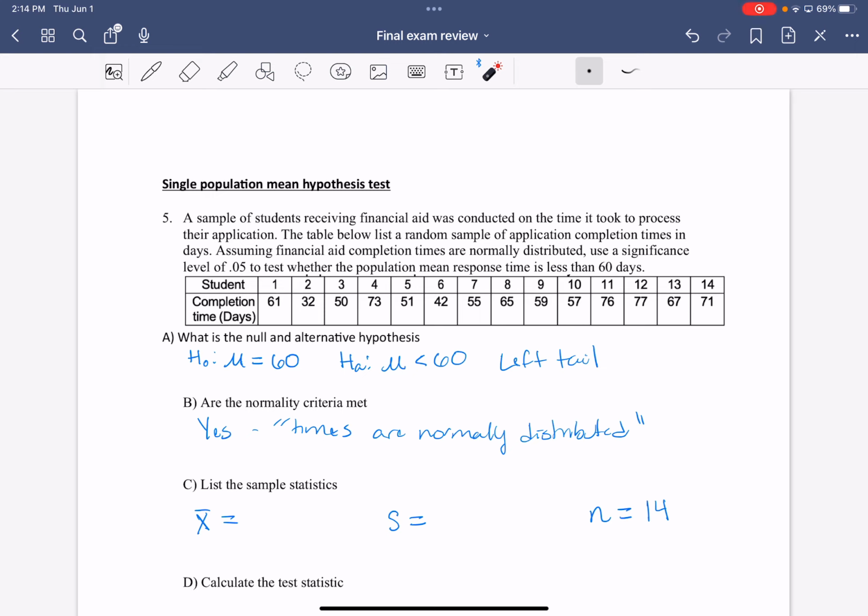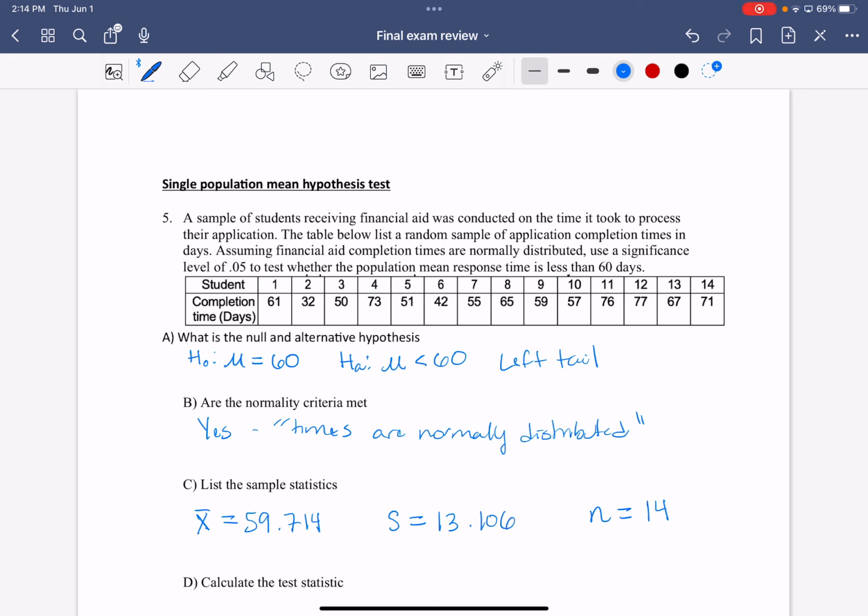Once you've got all your data entered, then you press Stat, go over to Calc, and it should be your very first option, the 1-Var Stats. Enter, enter, enter, and you should get the following. x bar is 59.714, and s is 13.106.